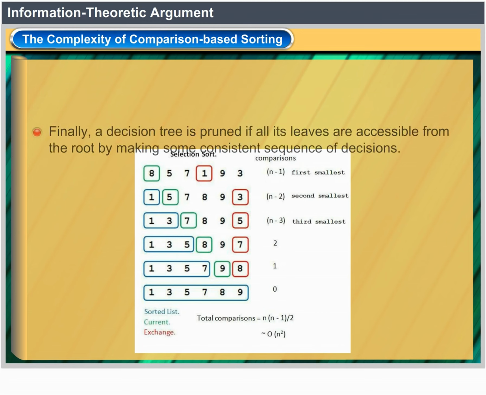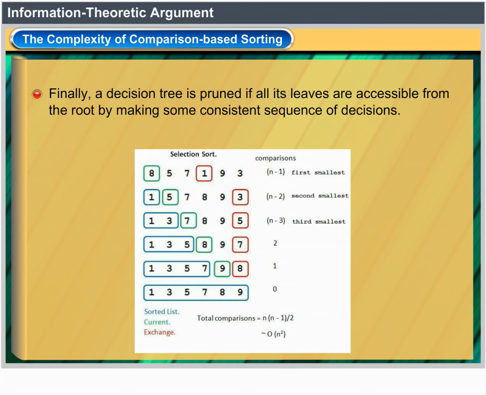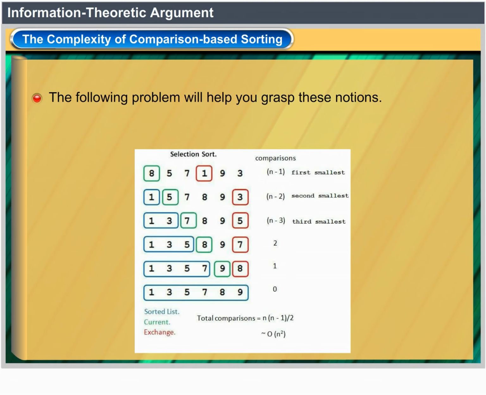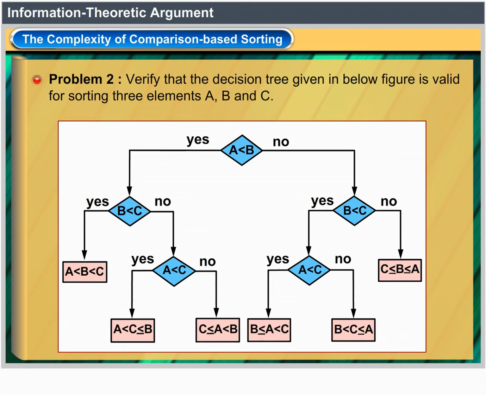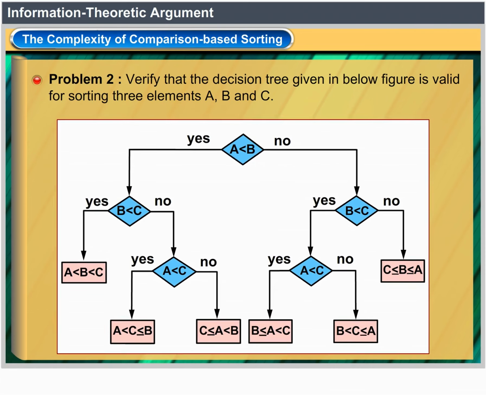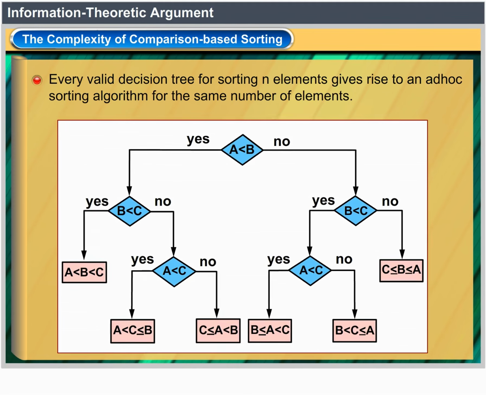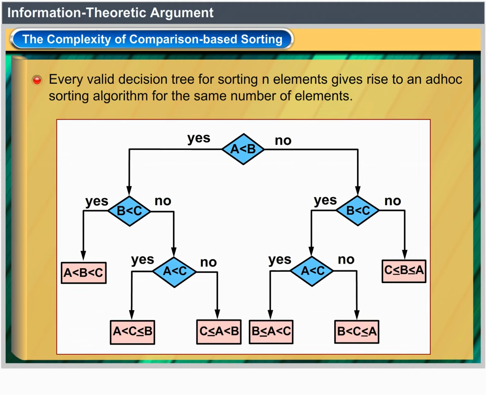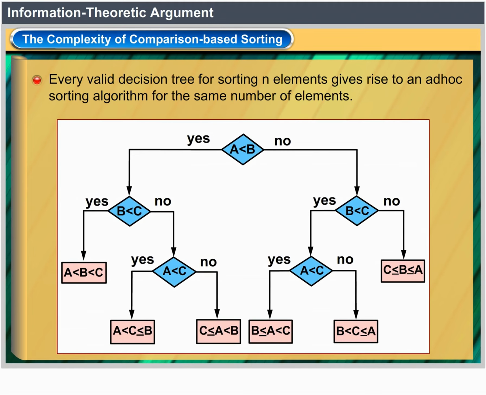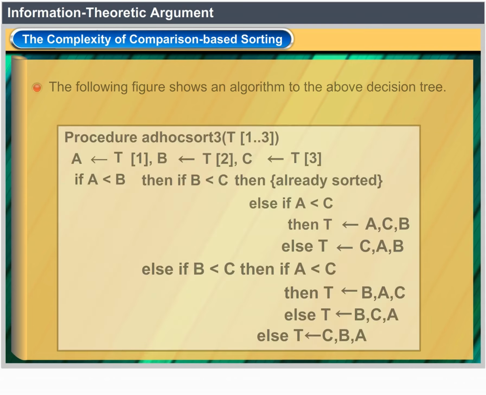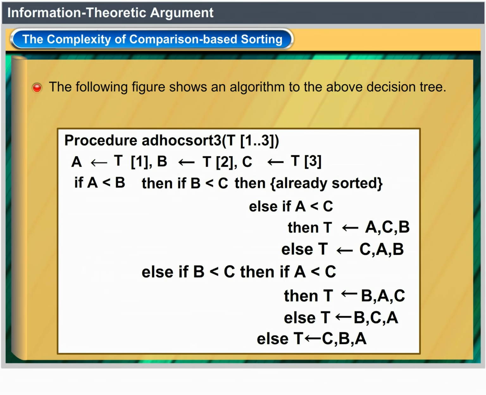Finally, a decision tree is pruned if all its leaves are accessible from the root by making some consistent sequence of decisions. The following problem will help you grasp these notions. Problem 2. Verify that the decision tree given in the below figure is valid for sorting 3 elements A, B and C. Every valid decision tree for sorting n elements gives rise to an ad hoc sorting algorithm for the same number of elements. The following figure shows an algorithm for the above decision tree.